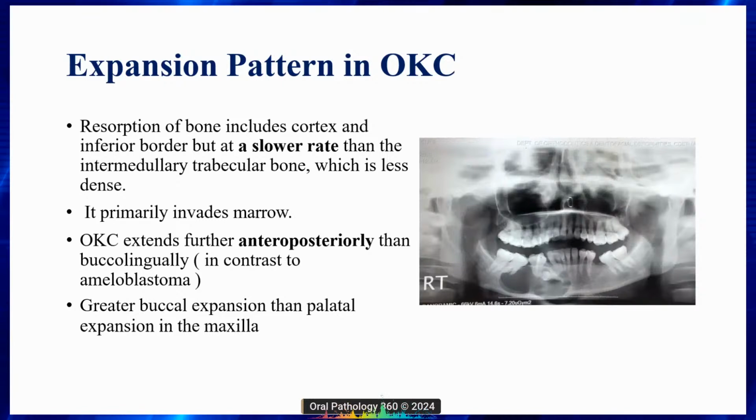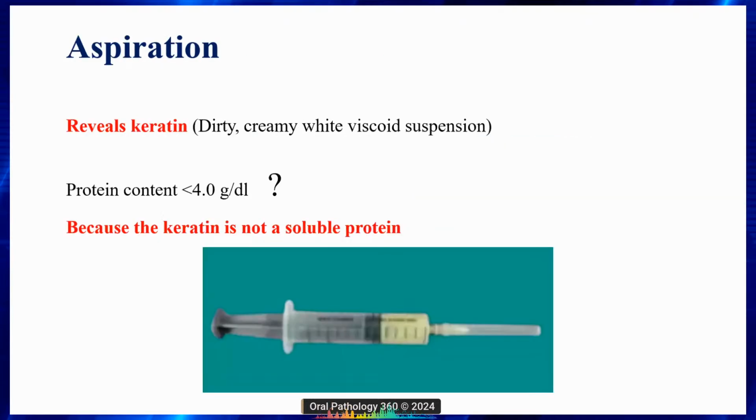The expansion of the odontogenic keratocyst is unique in the sense that it expands in an anteroposterior direction rather than buccolingually, in contrast to other tumors. Even though it resorbs the cortex as well as the inferior border, it does so at a slower rate than the intramedullary trabecular bone, and it primarily invades the marrow. When the maxilla is involved, there is greater buccal expansion than palatal expansion, if there is any expansion at all.